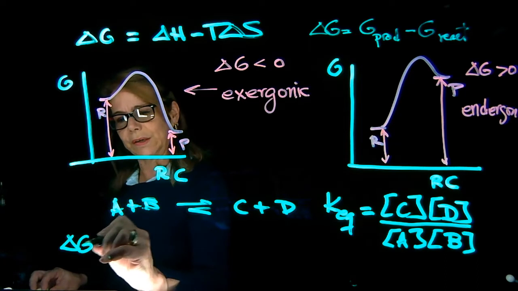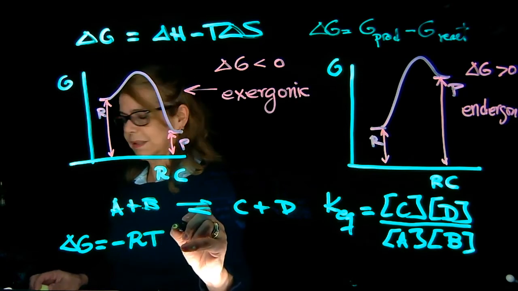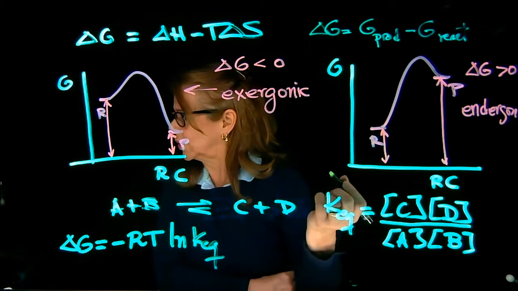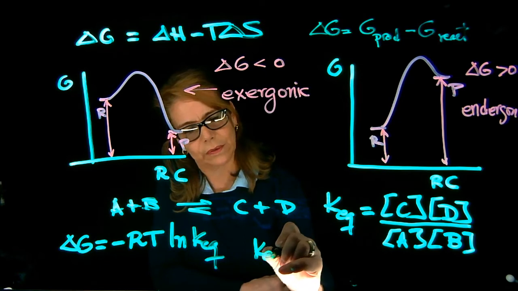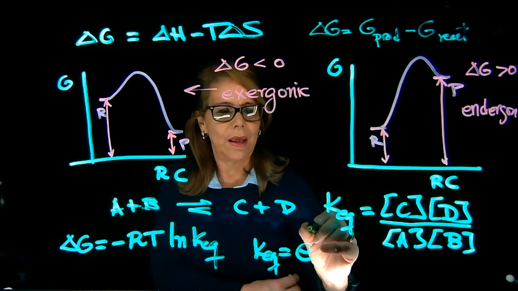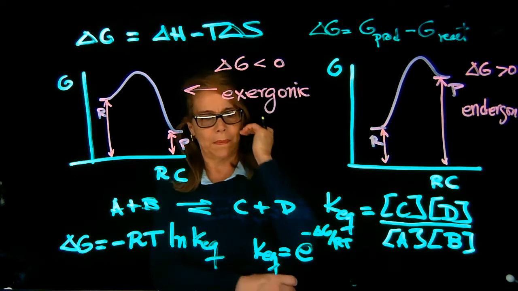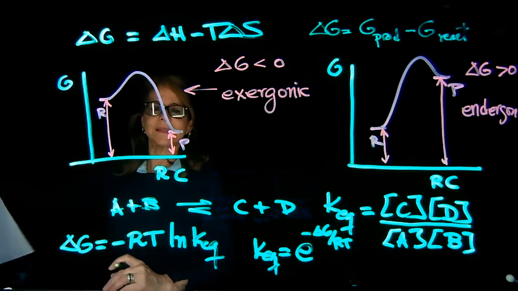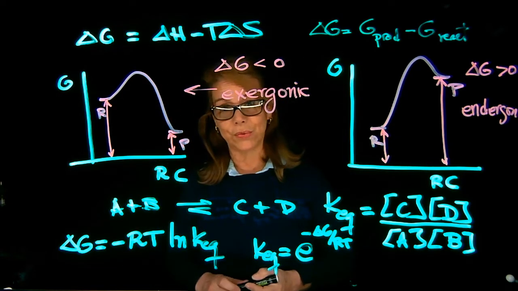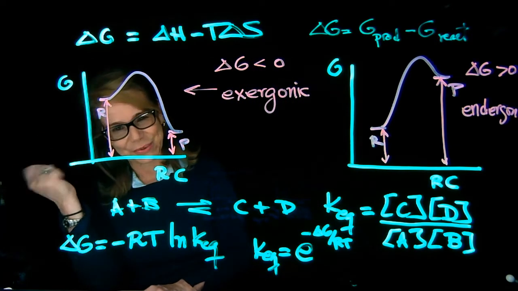Now, the equilibrium constant is related to the change in Gibbs free energy. The change in Gibbs free energy is negative RT, where R is the gas constant, times the natural log of the equilibrium constant. In other words, we can say that the equilibrium constant can be calculated by taking the antilog, as e elevated to negative delta G over RT. And so with that, we have a way to calculate the relationship between the Gibbs free energy and the equilibrium constant.